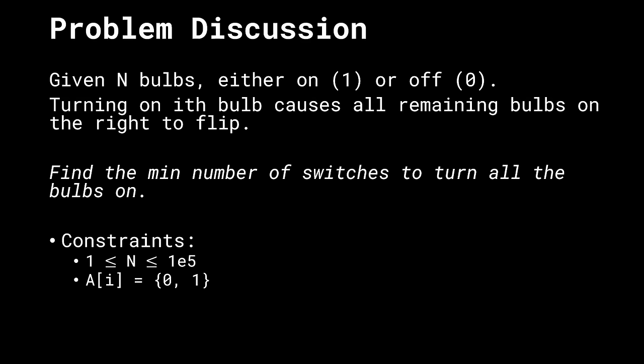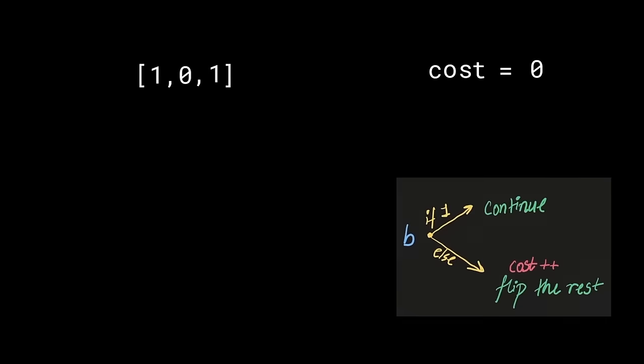The constraints mention that n, the number of bulbs, can be between 1 and 10 to the power 5. And A[i] can be 0 or 1, representing that the bulb or the bit we are looking at currently can either be 0 or 1. Alright, let's take a test case and try to work out a solution.